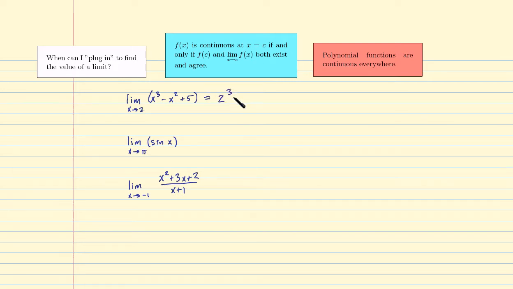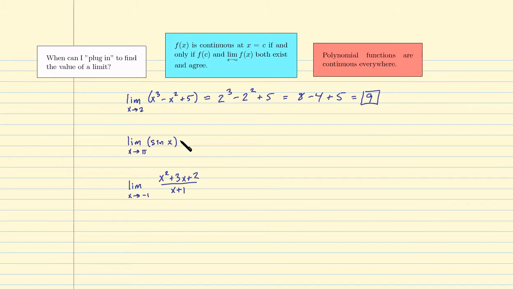So I get 2 cubed minus 2 squared plus 5. Of course, that's 8 minus 4 plus 5. That's 4 and 5. That's 9. So that is the value of the limit. And again, graphically speaking, we're talking about a point of continuity there, a point of continuity at (2, 9). Remember, this is what x is approaching, and then this is the height, or y value, approached.